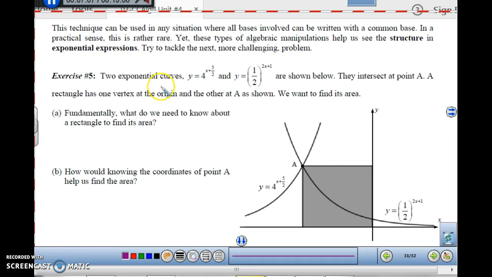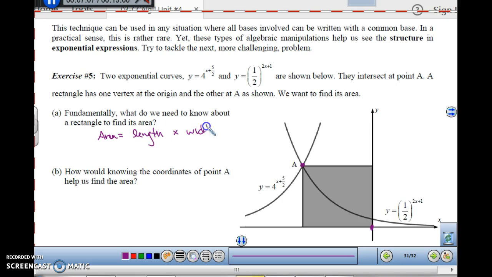Okay, 2 exponential curves, y equals 4 to the x plus 5 over 2, and y equals 1/2 to the 2x plus 1 are shown below. They intersect at point A, so they intersect right here. A rectangle has one vertex at the origin, which is right there, and the other at A as shown. So this is a vertex, and the other is a vertex, and we want to find its area. Okay, so fundamentally, what do we need to know about a rectangle to find its area? Well, we know its area is equal to length times width.